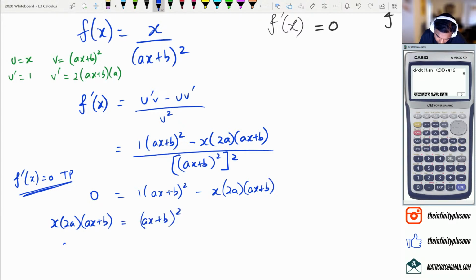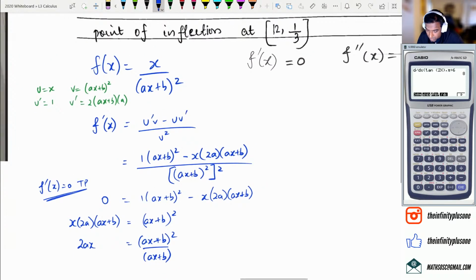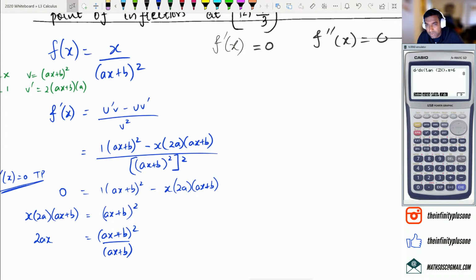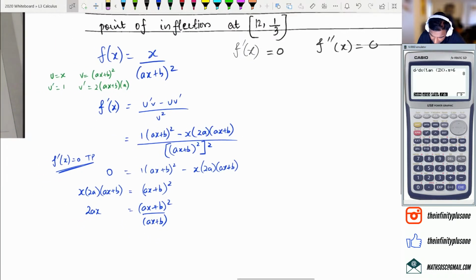Now I've got 2ax equals (ax plus b) squared over (ax plus b). Yeah, Lucas, I kind of mentioned that at the top there, because the gradient is also going to equal 0, and the double differentiation is going to equal 0. Anyway, let's keep carrying on here.